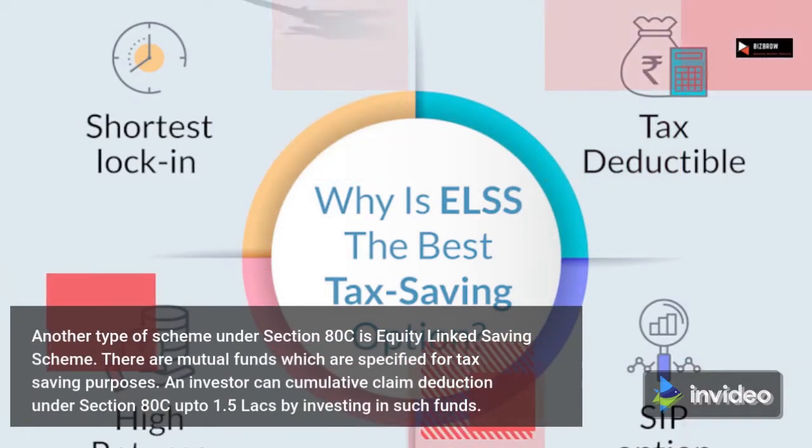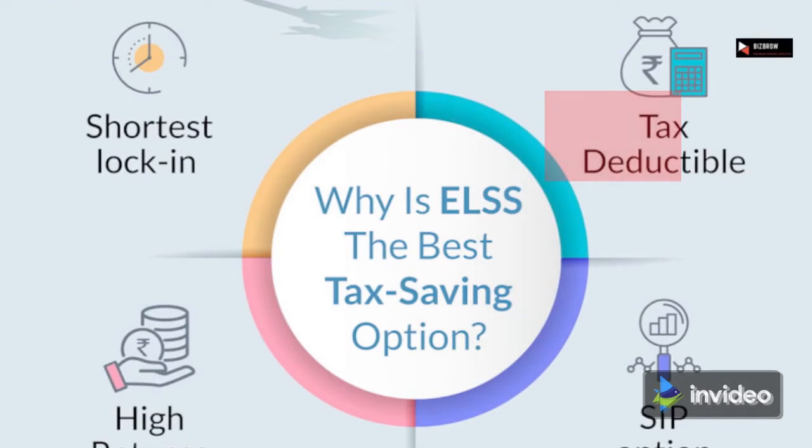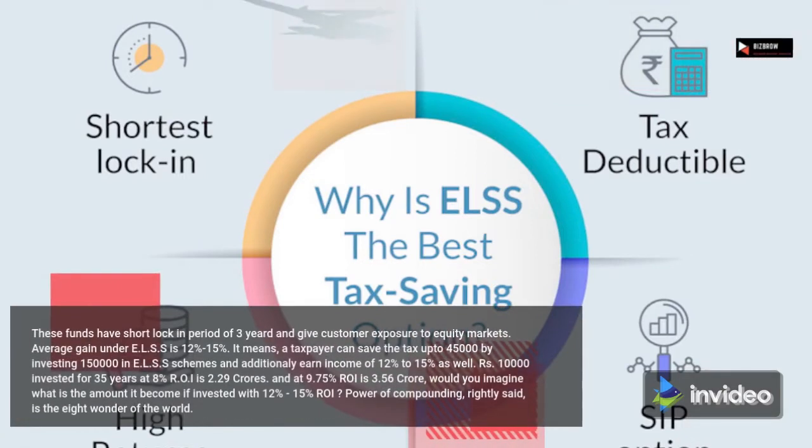There are mutual funds which are specified for tax-saving purposes. An investor can cumulatively claim deduction under Section 80C up to 1.5 lakhs by investing in such funds. These funds have a short lock-in period of 3 years and give customers exposure to equity markets. Average gain under ELSS is 12% to 15%.